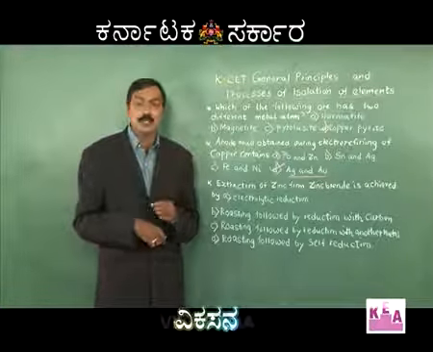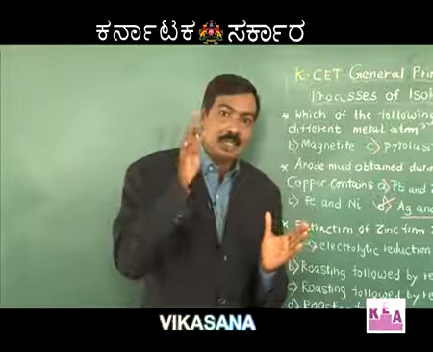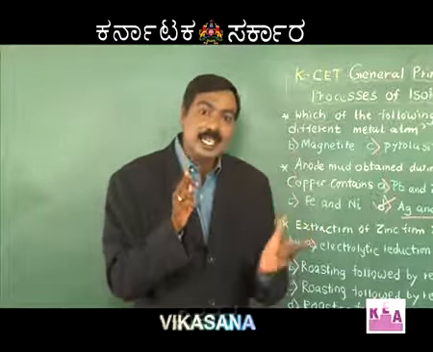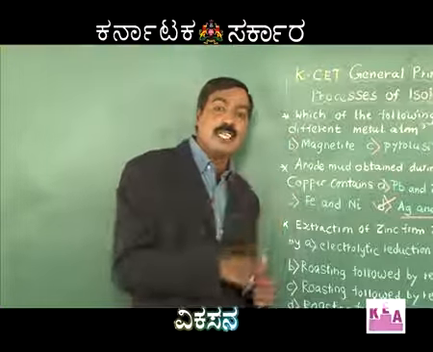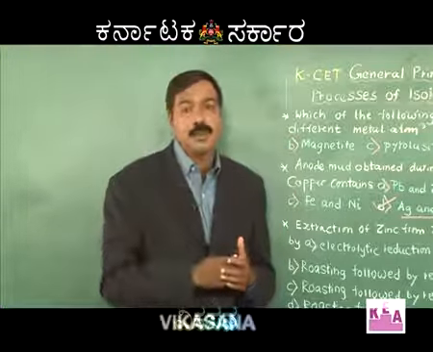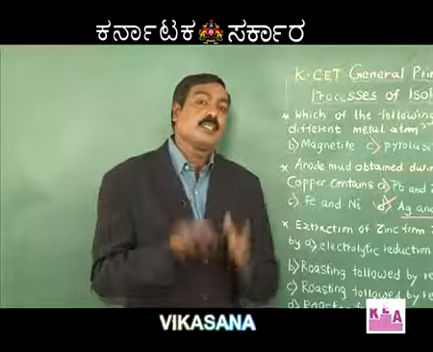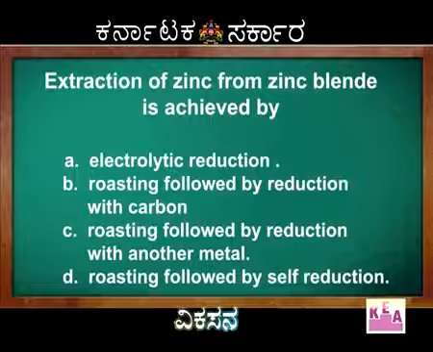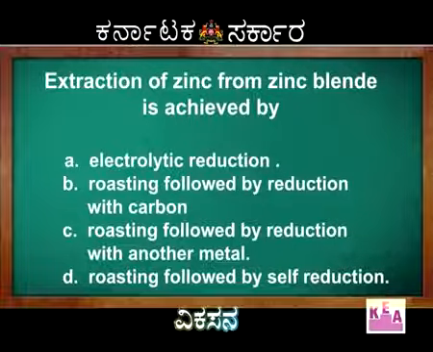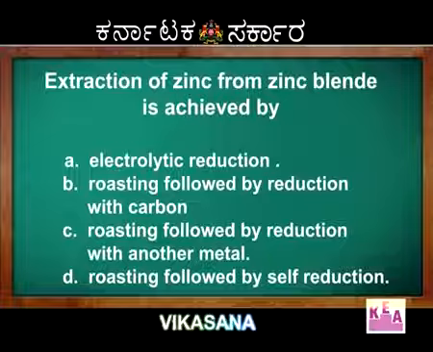Hope you have understood. Zinc blende, because sulfide is there, is concentrated by the froth flotation process. Because sulfide is there, again we do roasting. On roasting, we get zinc oxide. Zinc oxide is reduced to zinc using carbon as a reducing agent. Keeping this statement in mind, find out which is the right option.